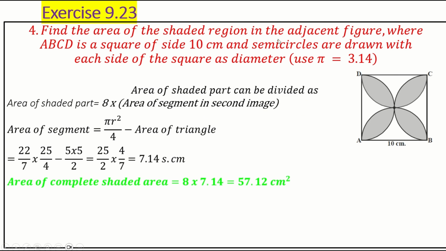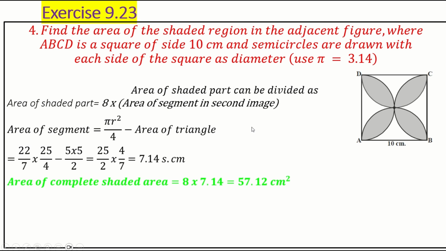Find the area of the shaded region in the adjacent figure where ABCD is a square of sides 10 centimeters and semicircles are drawn with each side of the square as diameter. Okay. So AD is the diameter of this semicircle. AB is diameter of this semicircle and so on. Now we need to find this shaded area. It looks complicated, but you do this.